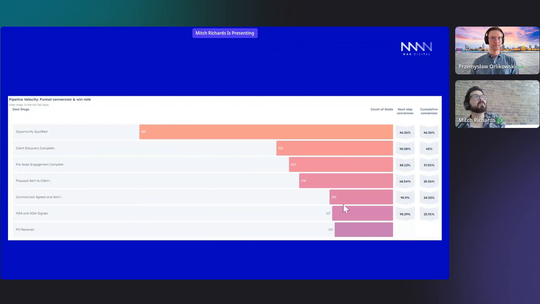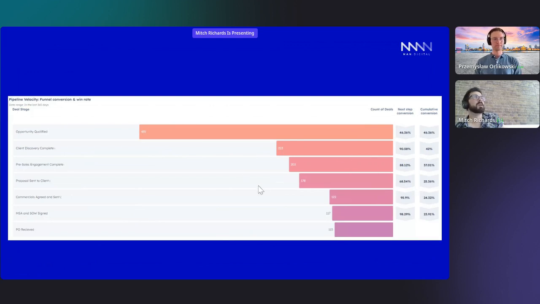If you're seeing bottlenecks further down, where you're getting to commercials agreed and sent, and you've got a big bottleneck between that and getting the deal signed, you've got a big problem within your sales community, because you haven't got people that can close deals for you. But there are things that you can do at every stage to clear bottlenecks.